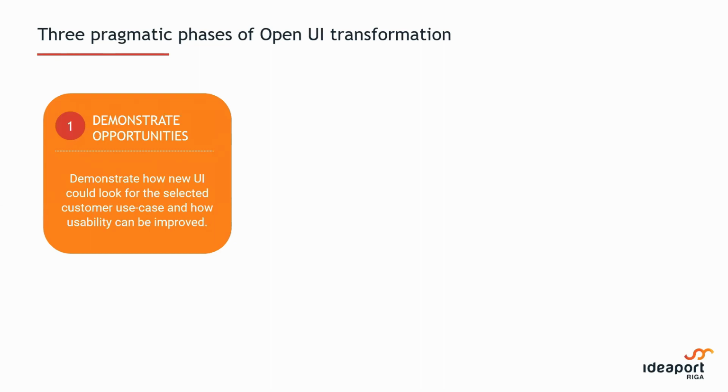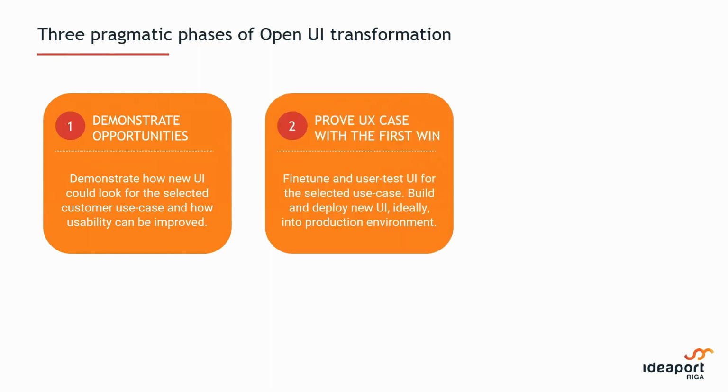Then next, we could move on with the next phase, which is to prove the case for UX with the first win. And again, we could start from that phase as well. That's what we do for one of our customers in Finland right now, in the manufacturing industry, but it could also be the continuation of the first phase, so that we have this basic UI concept, which is evidence and research based. Then we fine tune it with user testing as well, so that the design is production ready. And then we build and deploy this new UI, ideally in the production environment, so that the customer is actually able to get the benefit out of the investments they are making.